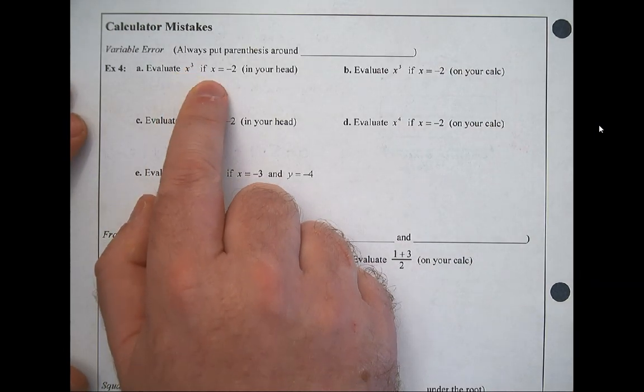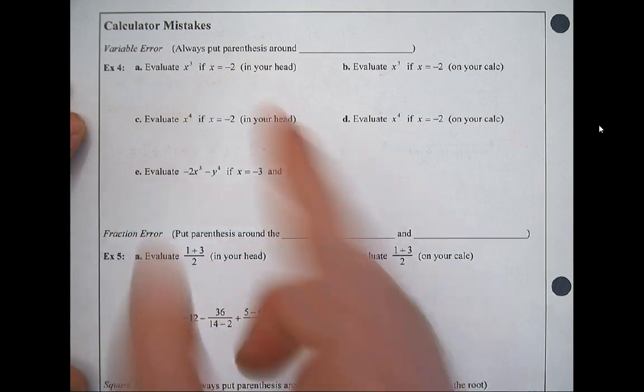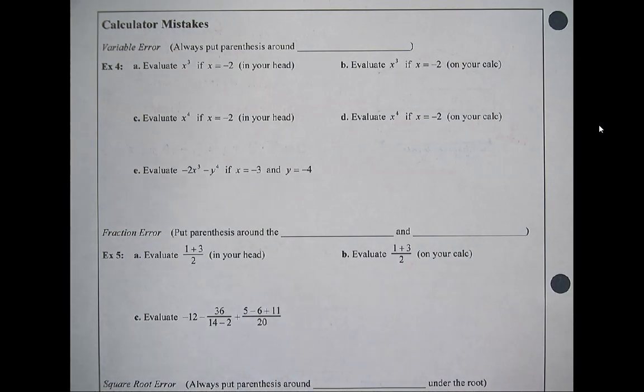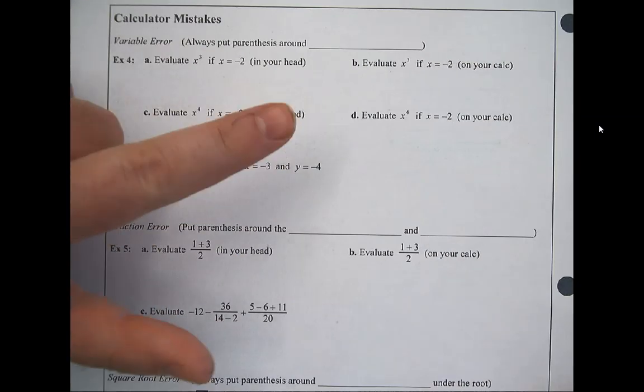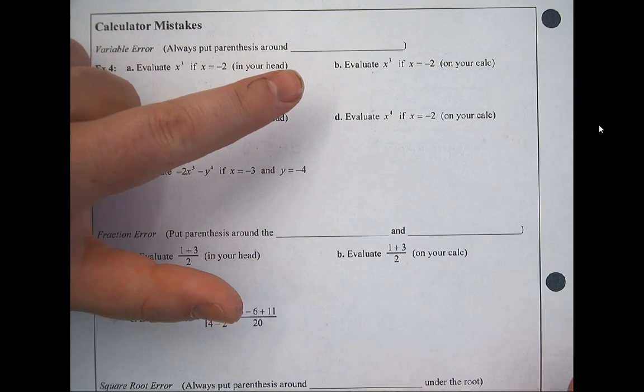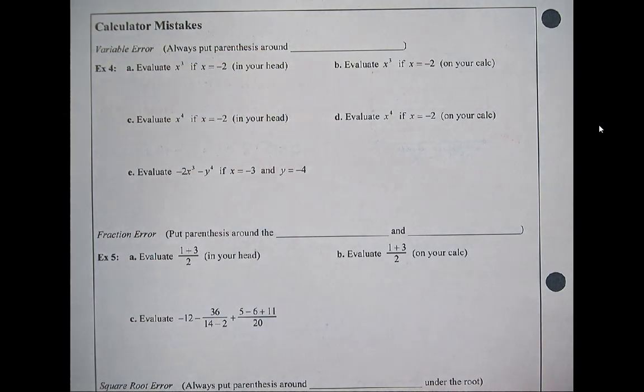Evaluate x to the third if x equals -2, and try to do that in your head. Well, all right, -2 cubed would be -2 times -2, which is +4, times another -2 is -8.